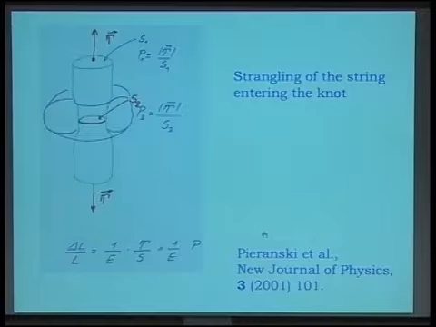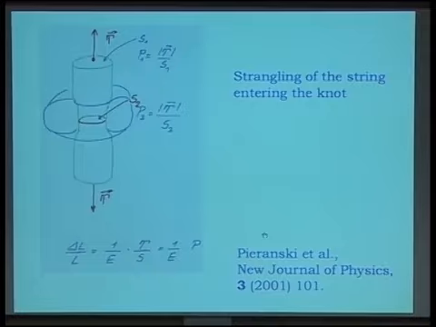And so this is one of the reasons. The other reason, as you could observe, is that the entering string is strangled by one of the loops. And so if you reduce the section and keep the tension constant, then the stress is higher here than outside. And so there is one more reason why it should break at the entrance of the knot. So we published this ten years ago now.